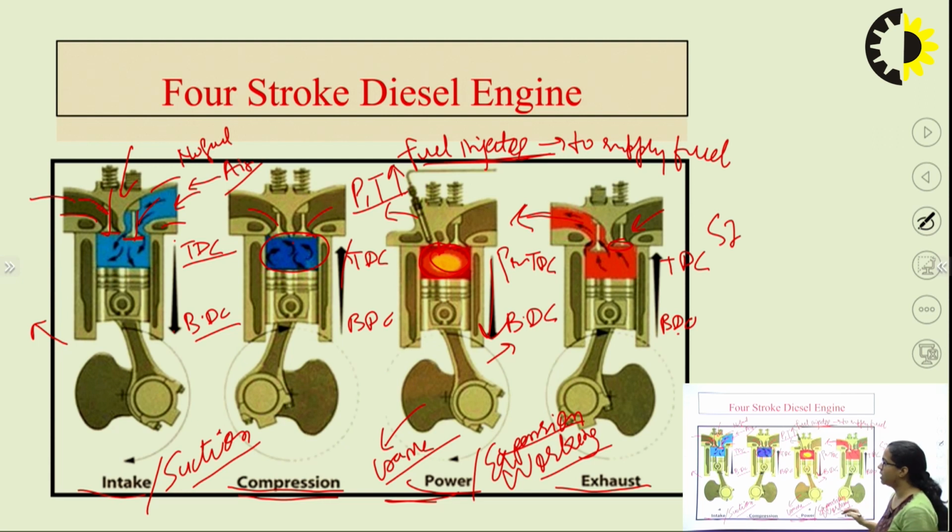The main difference between SI and CI engine: in CI engine a fuel injector is used, while in SI engine a spark plug is provided. In SI engine, air plus fuel is supplied, but in the case of CI engine, only air is supplied in the intake stroke. So remember, these are the basic differences between SI and CI engine.